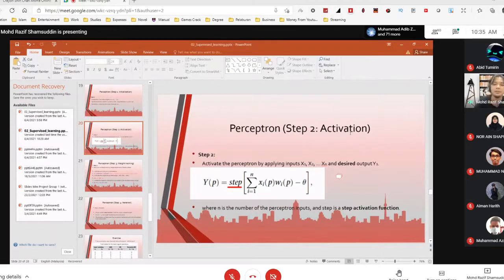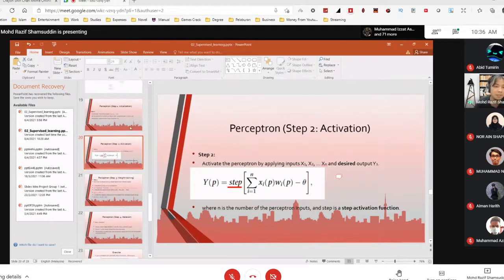Perceptron activation, right? The network needs to produce an output. So the activation is the process to produce the output of the neural network. How do we produce the output? It is calculated by summing up the input times weight minus the threshold value. This equation was also explained earlier, right? So later I will go back to it. This value, the summation of input times weight minus threshold, will be the parameter for the activation function.